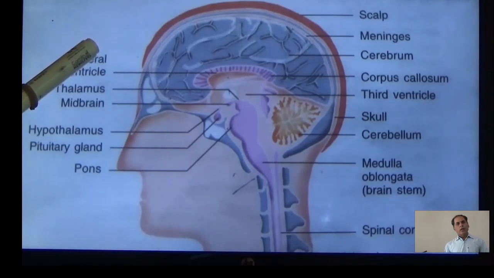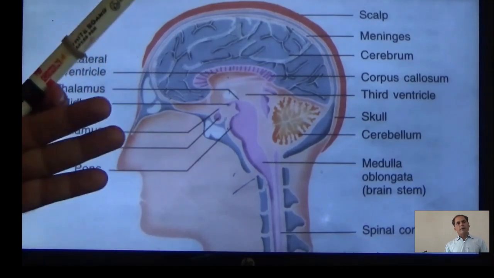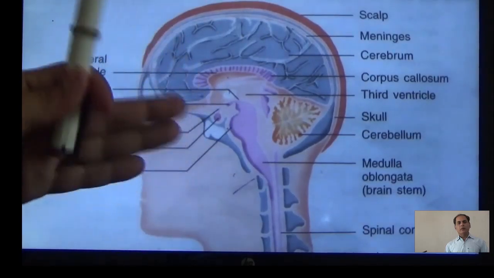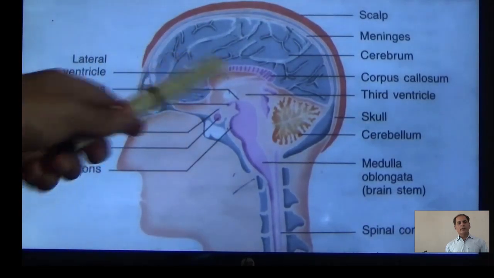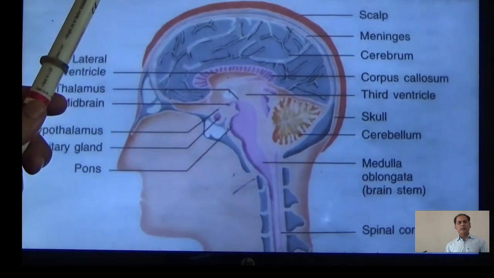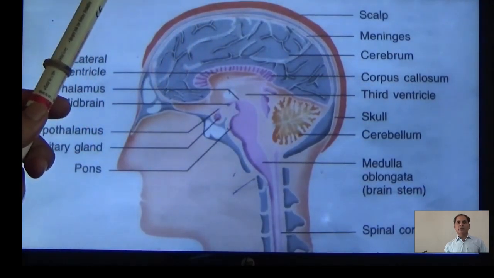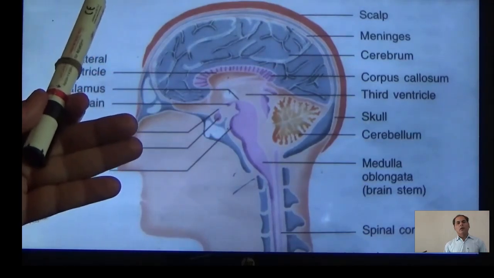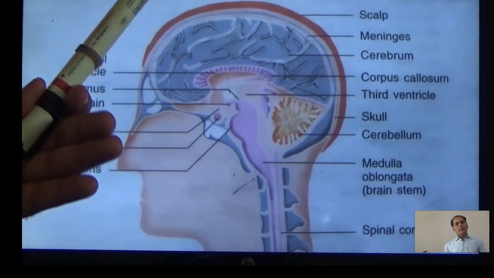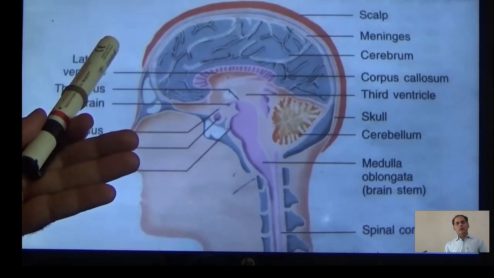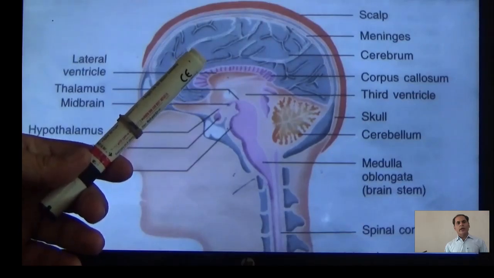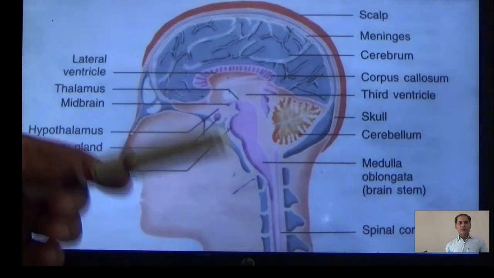And the midbrain, you can see this is the midbrain, the second part of the brain. The midbrain has a group of nerve fibers which connect the forebrain and hindbrain. It also has 4 optic lobes which are the center of vision. The midbrain serves as a relay center for auditory information in the thalamus and cerebral cortex.